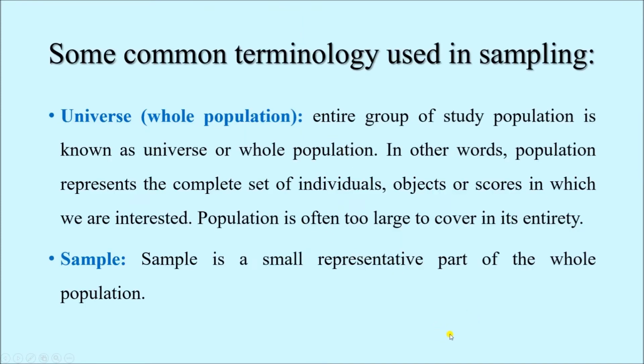Now there are certain terminologies in the context of sampling that we must understand, because whenever we are doing any research, going through any research methodology, we will come across them quite often. First is the universe, also known as the whole population, which is basically the entire group of the study population, and it represents the complete set of individuals, objects or scores in which we are interested. So in our previous example, all the nursing students of the state comprise the nursing population of the state. That means they comprise all the subjects of interest. Sample is the small representative part of the whole population. So those nursing students we have selected for our study from the population will be the sample.